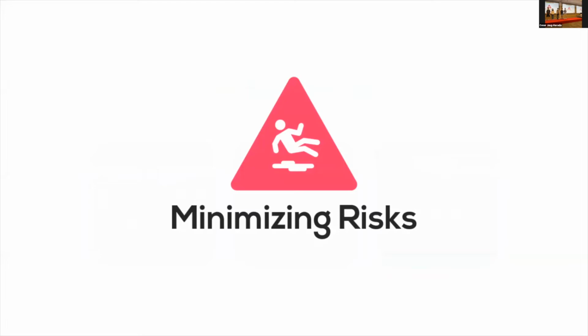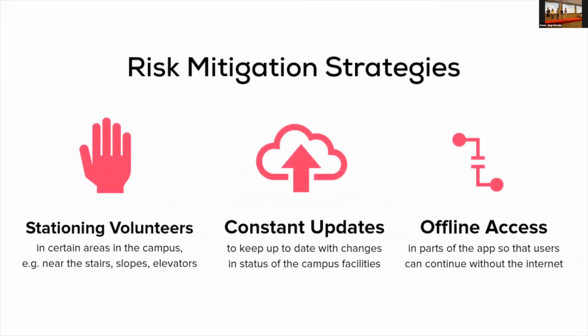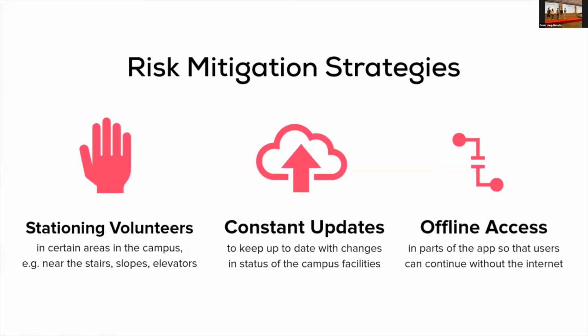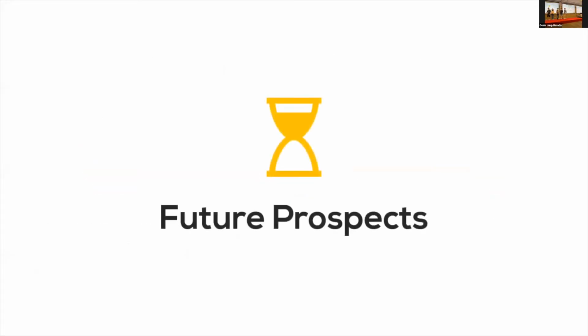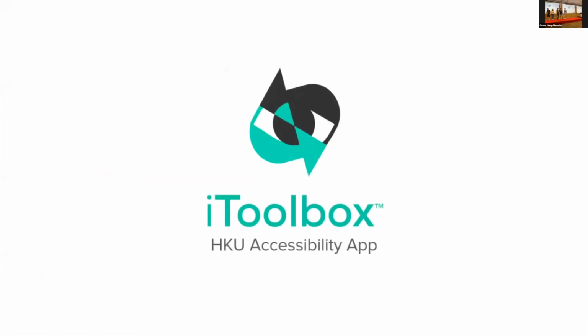To tackle the potential risks, we've come up with three strategies. Volunteers can station on the campus, we can update the app regularly to include the latest announcements, and we can also allow offline access to certain functions of the app. I believe time is running out, so this is our presentation. Thank you.